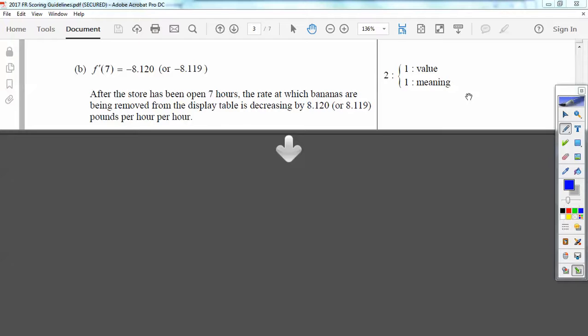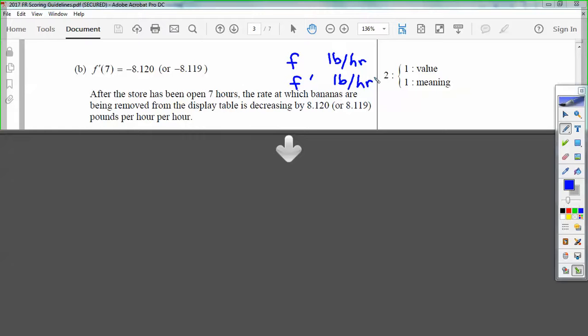What we're really talking about here is F, and this is what's going to help us on the next one. F is pounds per hour. So F prime would be pounds per hour squared. And big F up here would be pounds, right? So we're thinking of the chart. F prime in this case, when F is decreasing, that's pounds per hour, okay? F prime would be negative, which we just got there. Okay, so anyway, 2 points there.